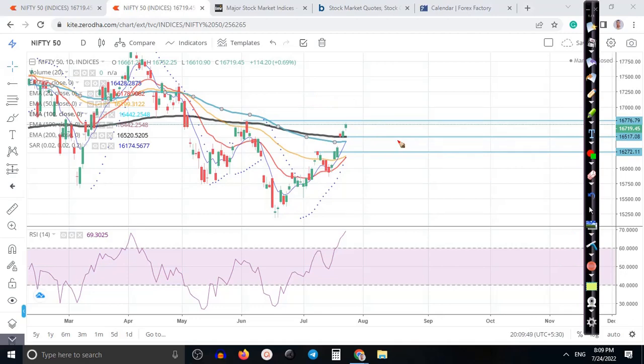Now the question is, if price opens a gap up or a gap down, what is our entry and exit point? So where can we enter? In that case we have to analyze the global market. So let me show you the global market, before we identify the direction.